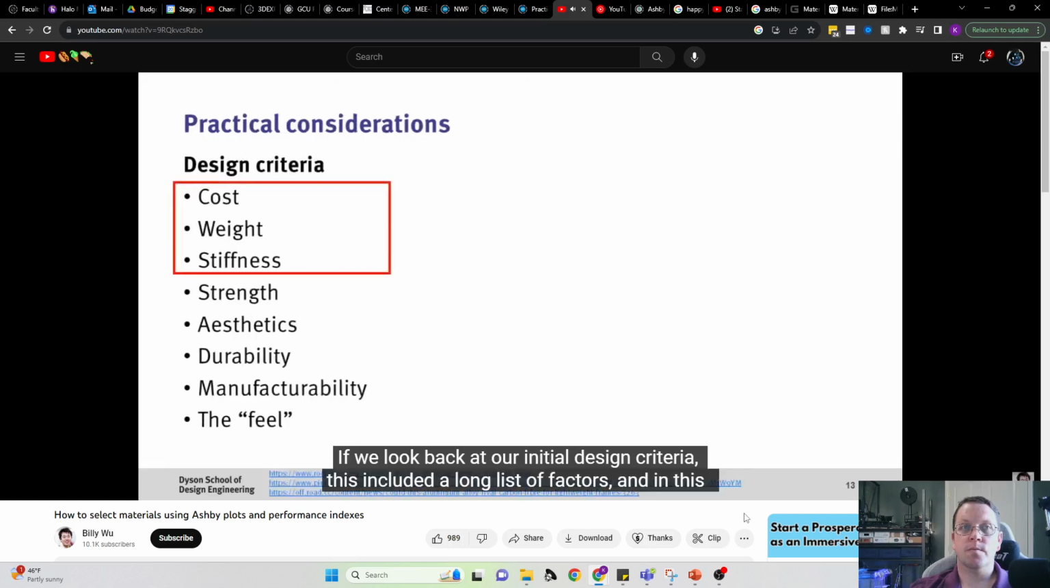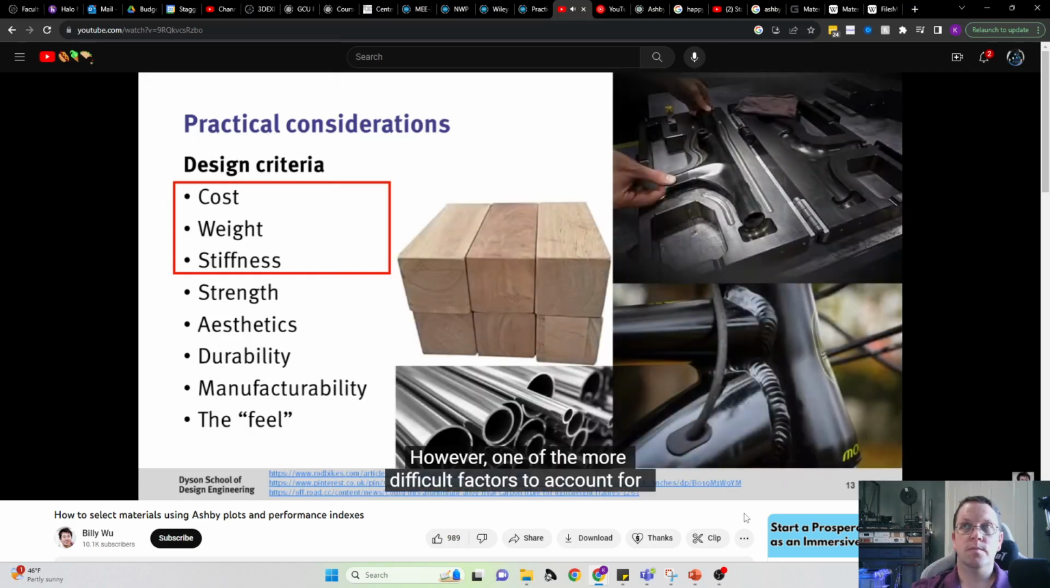If we look back at our initial design criteria, this included a long list of factors, and in this analysis, we only considered the cost, weight, and stiffness. One could repeat the analysis to look at strength of the material, and we would come to a slightly different answer. However, one of the more difficult factors to account for in these performance indices is often the manufacturability, which also affects the overall cost. Whilst we have factored in cost from a materials perspective in this analysis, it does not include the cost of manufacturing the materials into the final form that we want.